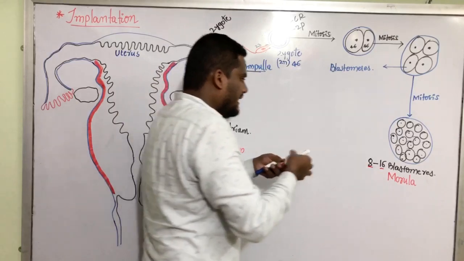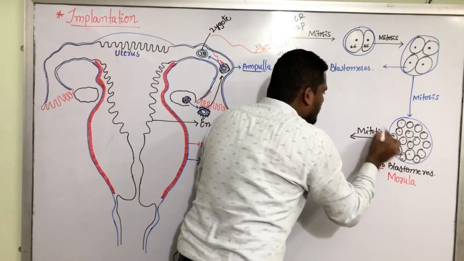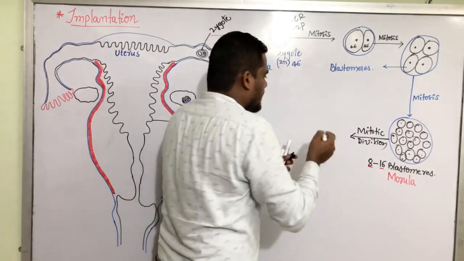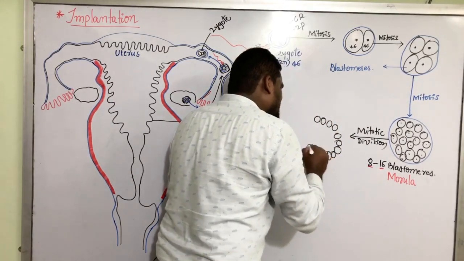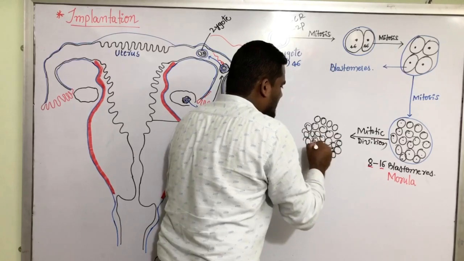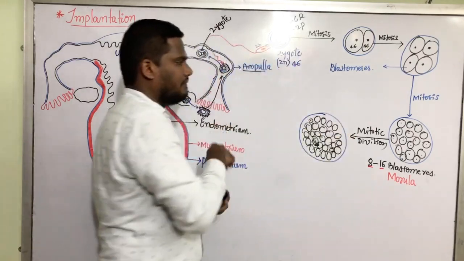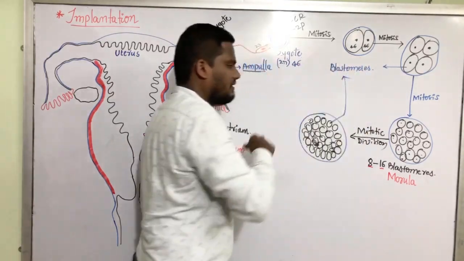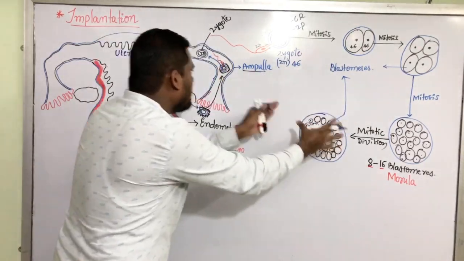This morula undergoes mitotic divisions again. Now, hundreds of cells are formed. What are these cells? They are the blastomere cells. Hundreds of cells are formed surrounded by the zona pellucida. That means the zona pellucida is still there. They are all blastomeres, my dear friends. Hundreds of blastomeres.